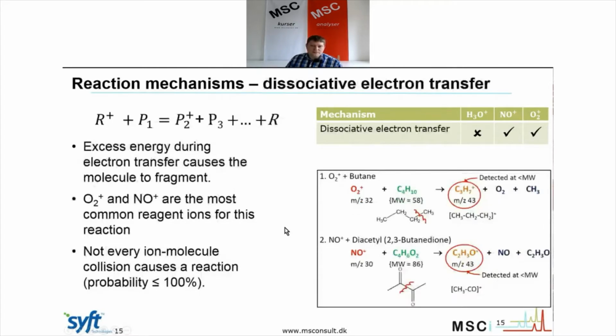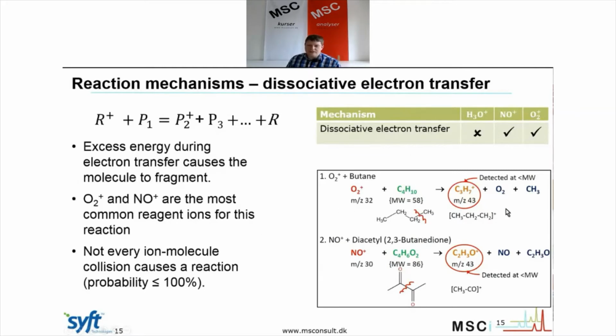Now, of course, electron transfer can happen with such high energy that the analyte will simply break. So you have your reagent ion and your analyte, and then you get several different fragments. As I said, this is caused by excess energy during the electron transfer. And this is actually the reason why we use both NO+ and O2+, because they have different ionization energies.